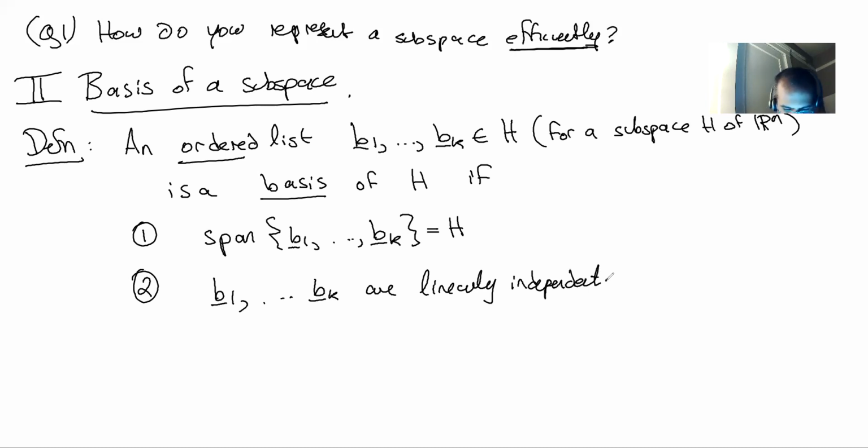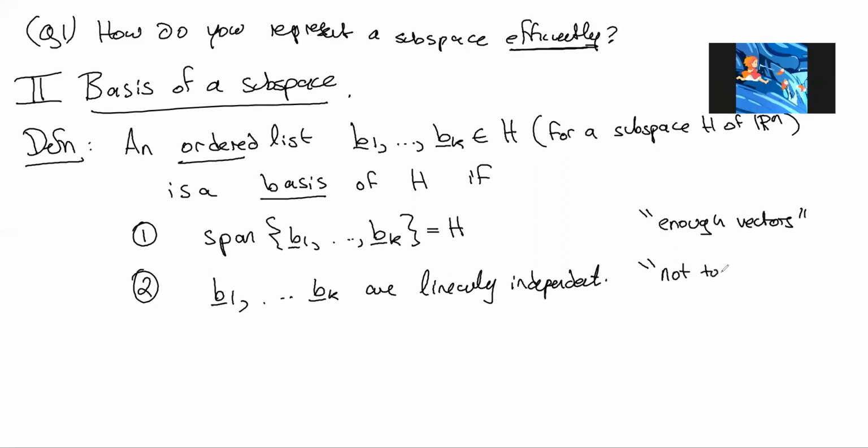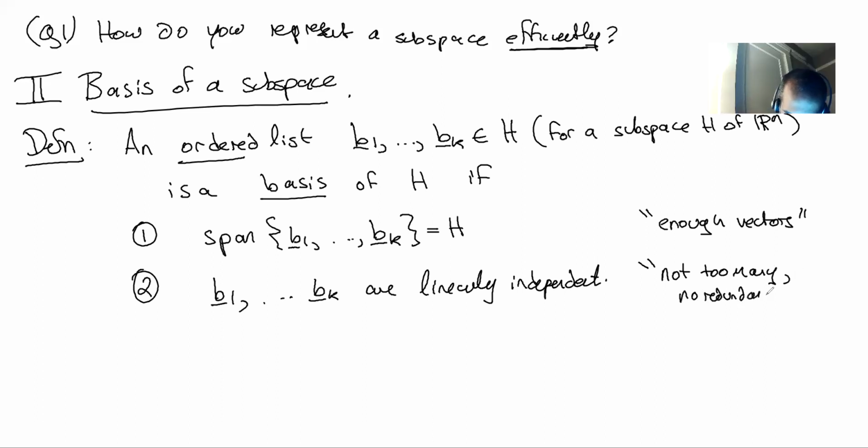The way to think about this is the first condition says that there are enough vectors to span H. But the second condition says that there aren't too many vectors. So no redundancy. If they're linearly dependent, then one of the vectors would be in the span of the other ones, and then I could delete that vector without changing the span. So that would be redundant. Asking the vectors to be linearly independent is saying that they're not redundant. So that's called a basis of a subspace.